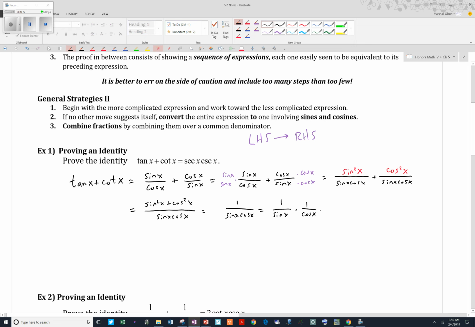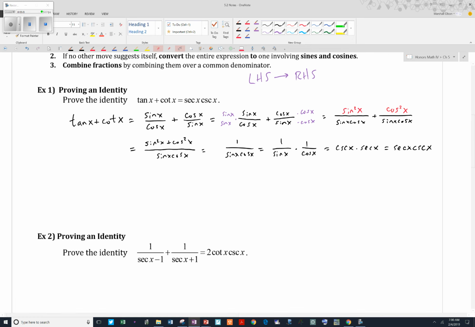So I just separated that product right there, and now I can call that right factor cosecant, and the left factor is secant. And then just to make it look exactly like the right-hand side, I'm going to flip those around and call it secant times cosecant of x, and I've now proven this identity. Okay, that's our main idea here, is we're proving that the left-hand side equals the right-hand side.